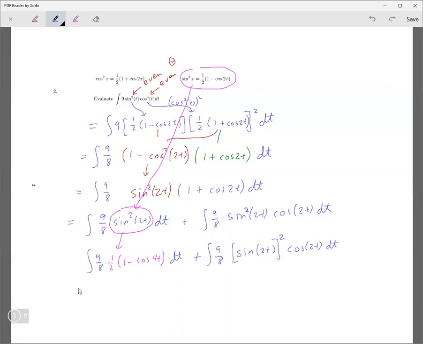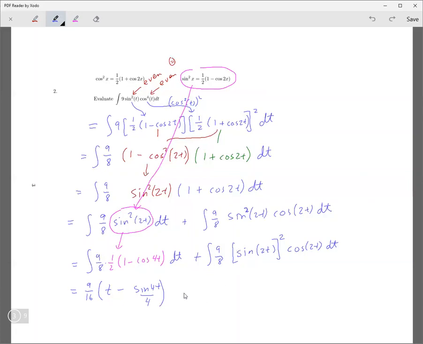Okay, so now we can go ahead and integrate everything. So this is 9/8 and 1/2, that's 9/16. And the integral of 1 is t, and the integral of cosine 4t is sine 4t, divided by 4, because when you take the derivative, you have a 4 coming out.